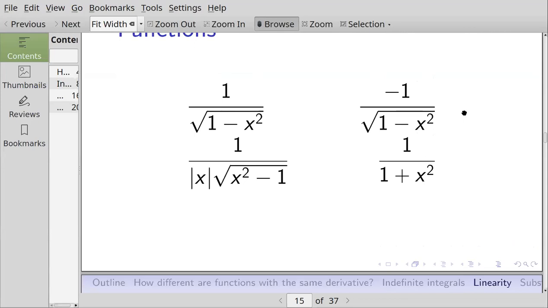Okay. 1 over the absolute value of x, root of x squared minus 1. What function, when I took its derivative, gave me that? Secant inverse. Yeah. Okay. So if you can remember your differentiation rules, then you can work out the integrals.